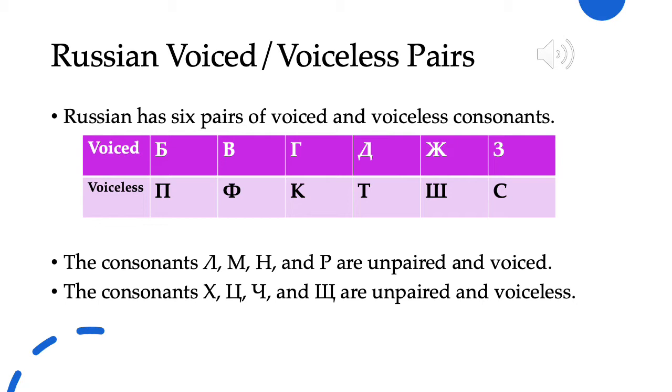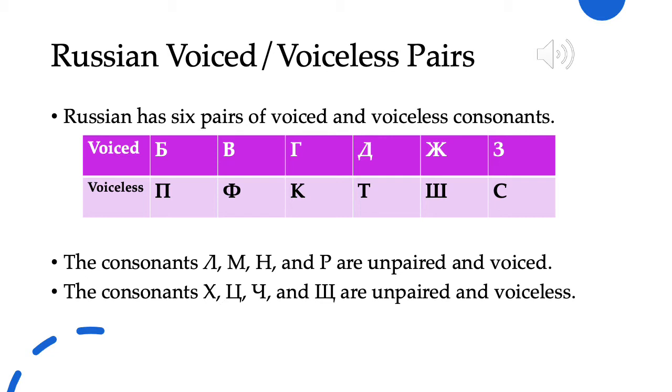And if you think about the alphabet, you will notice that in the Russian alphabet, the voiced consonants all come in the first half of the alphabet, and then the unvoiced or voiceless consonants all come in the second half of the alphabet. So Russian starts off with its voiced consonants, and then it goes over into the voiceless counterparts in the second half of the alphabet. So that's kind of an easy way to remember it.